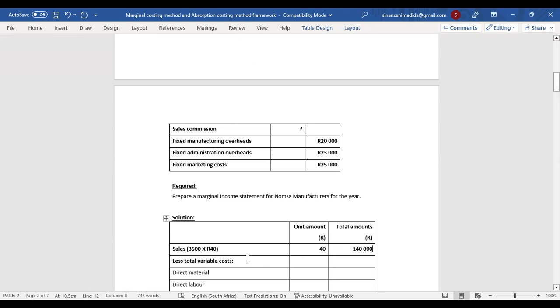Because sales is our first line. If you manage to identify the sales, you are getting your 1 mark. So before we proceed, is everyone happy here?